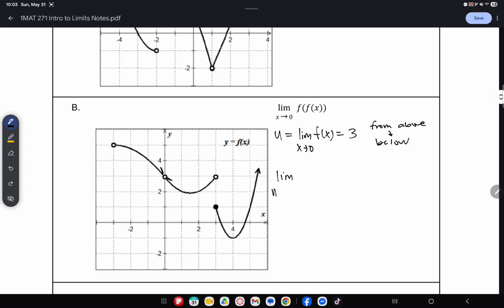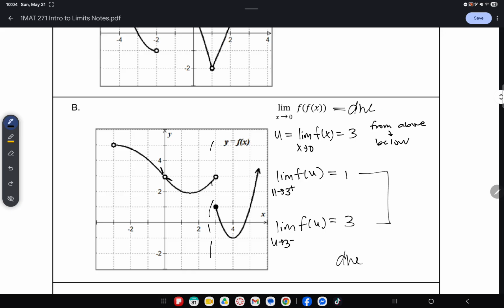So the limit as u approaches 3 from the right for that outside function, f of u, and then the limit as u approaches 3 from the left. Let's check those. So here's 3. From the right, it's 1. From the left, it's 3. And these are not the same. So this whole limit here does not exist.